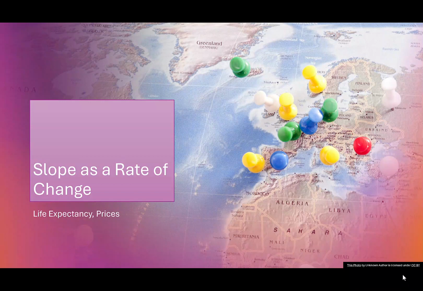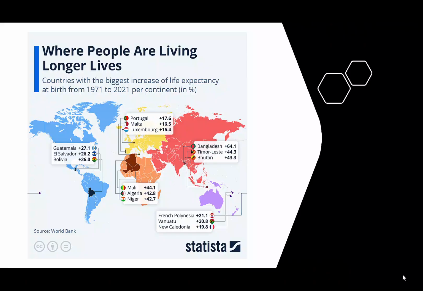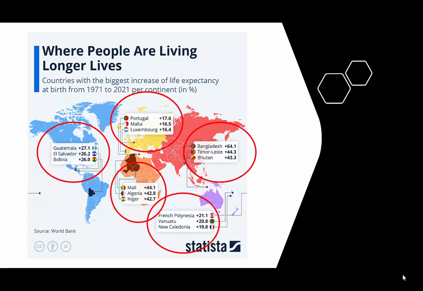Hi everybody, today we're going to look at slope as a rate of change, and I'm going to cover some examples using both life expectancy and prices. I'll start with this graph from Statista. It looks at where people are living longer lives. In the graph you'll see 3 countries and each of the continents is highlighted.